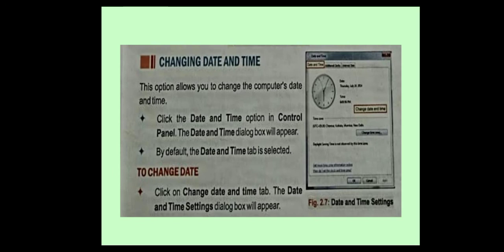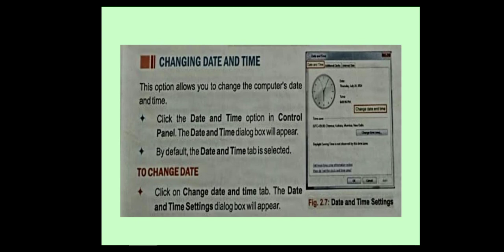Changing date and time. This option allows you to change the computer's date and time. Follow some steps here. Click the date and time option in control panel. The date and time dialog box appears like this. When you open control panel and select the date and time option, the date and time dialog box appears like this, and by default the date and time tab is selected. In the beginning some date and time is already shown, and you can change it.